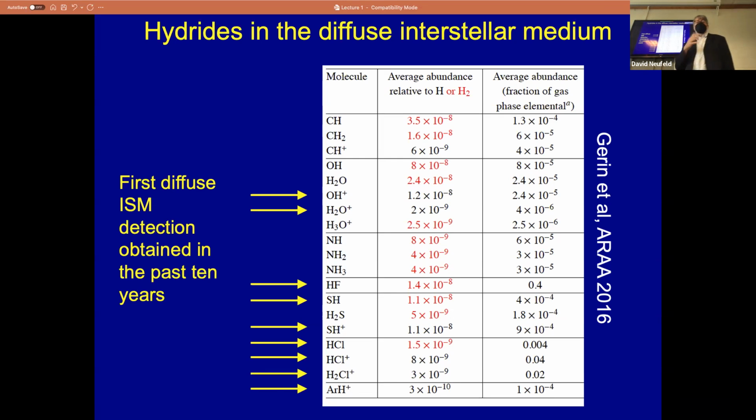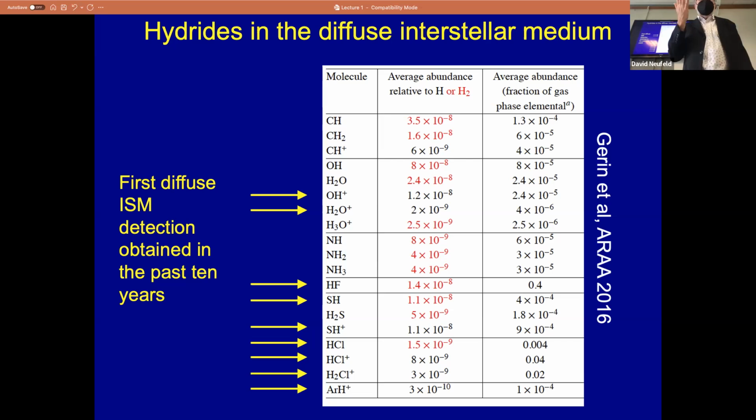But we know what the abundances of the elements are in these clouds. And so we could divide by the abundance of elements to figure out what fraction of carbon is in CH, for example, what fraction of oxygen in these hydrides. And all these numbers, with one exception, are considerably less than unity. So these are just trace species.